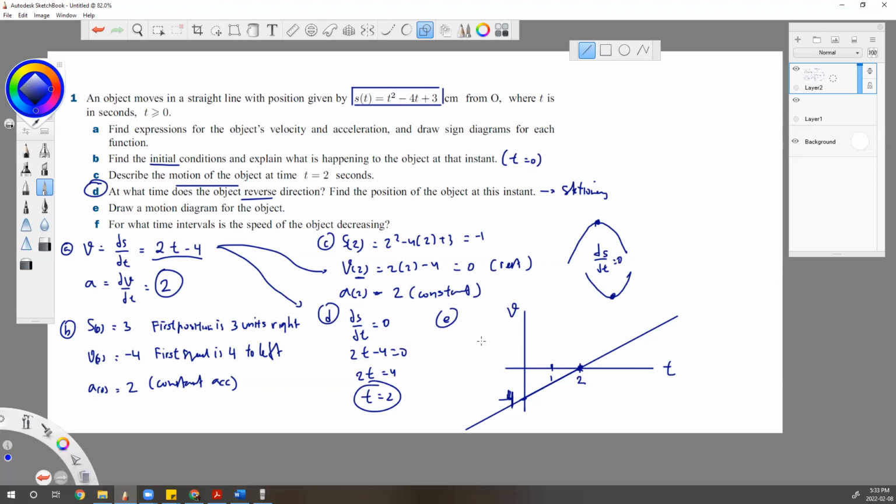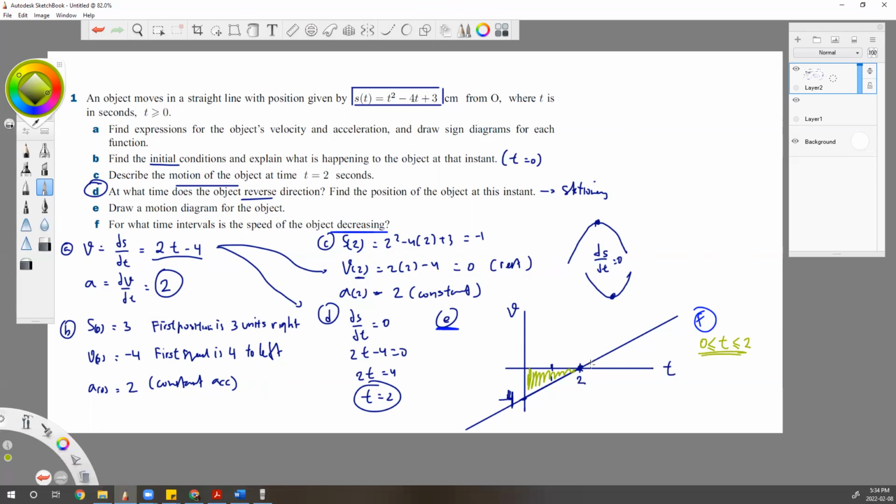If you can see for the question F, wait, the question F is actually asking you to interpret the graph from question E. For what time intervals is the speed of the object decreasing? Decreasing means from fast to slow, right? At this time interval, as you can see, easy. Decreasing from fast to slow. There you go, at t equals 0 until 2.